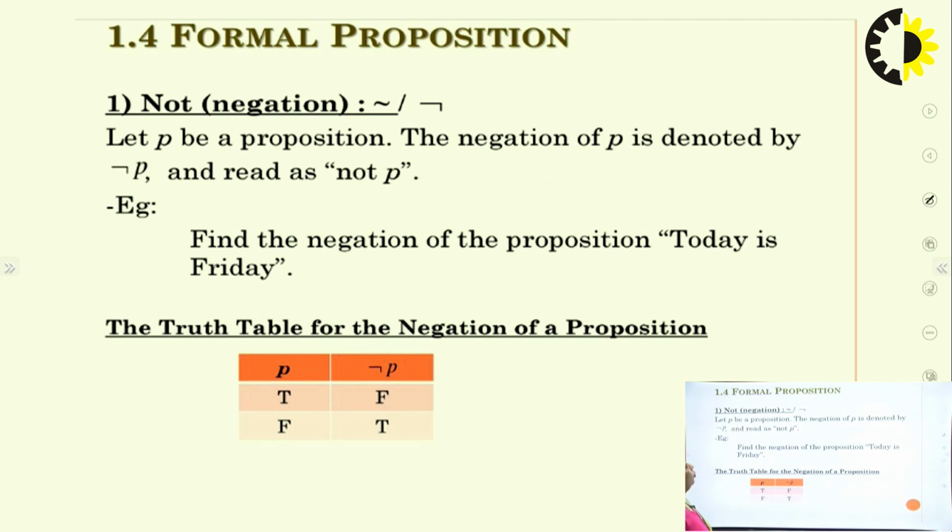Now, talking about the formal propositions, we make use of the logical connectives which we have already discussed, that is NOT, conjunction and disjunction. First of all, talking about negation or NOT, if P is a proposition, then the negation of P is denoted by the tilde symbol followed by the name of the proposition, and it is read as not P.